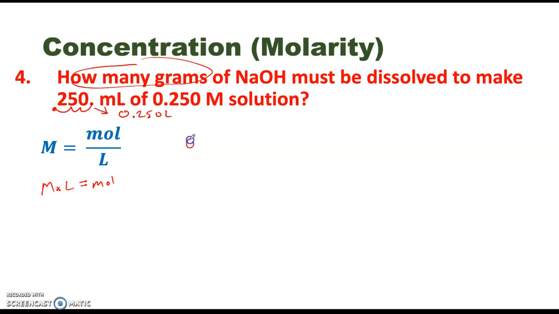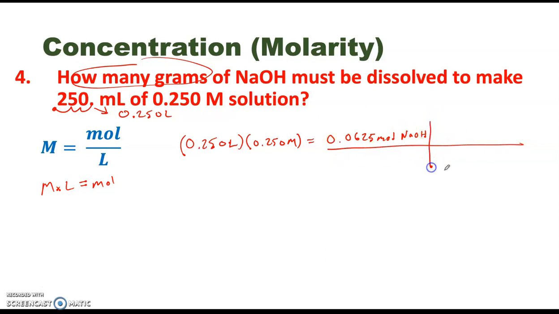So then I go 0.250 liters times 0.250 molarity. And 0.25 times 0.25, I should know that, but I don't, so 0.0625. That's how many moles I need. Now let's just cheat here a little bit.